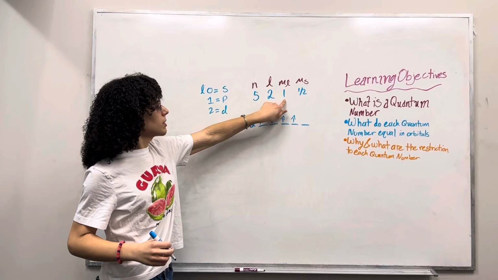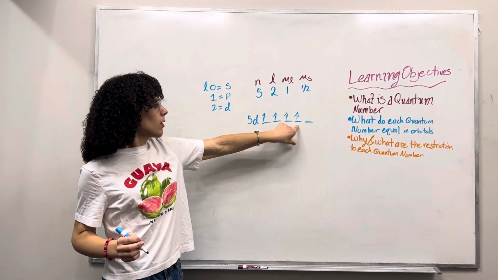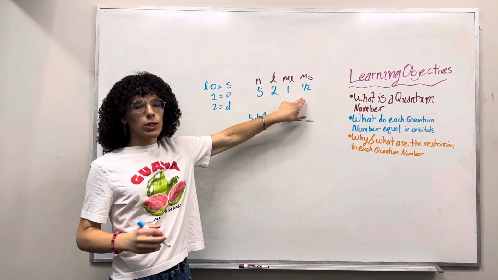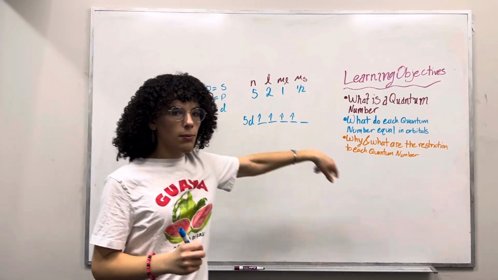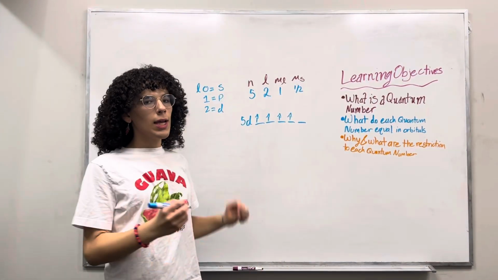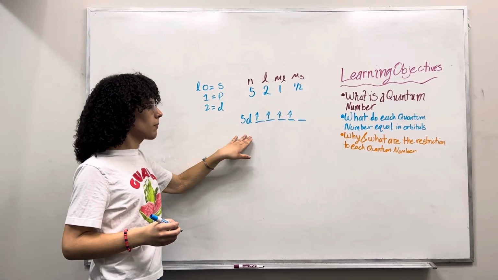Now, m sub l is 1, and so we fill up to the 1 orbital, and then m sub s is the indication of the orientation of the electron around the atom. So right now, because it's positive 1/2, it is going up. So that's how we transfer the quantum number into an orbital.